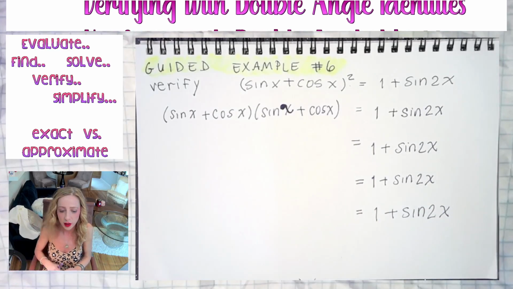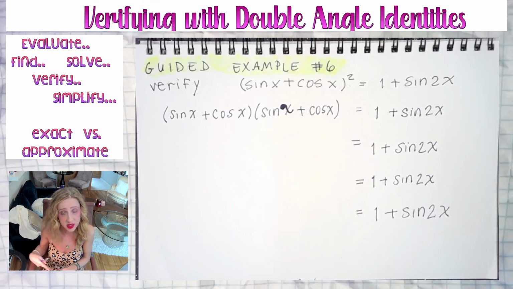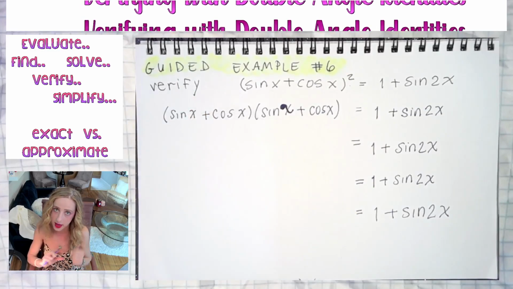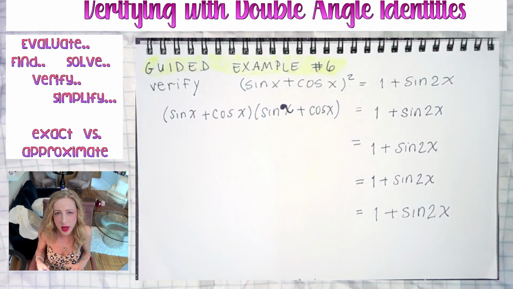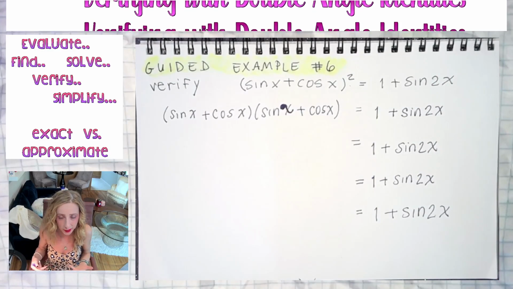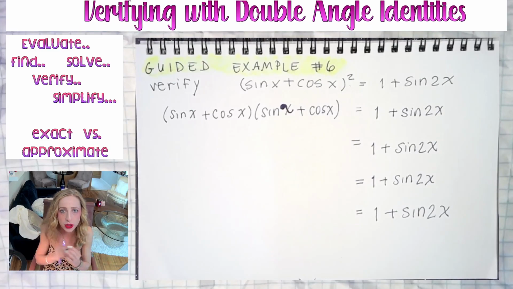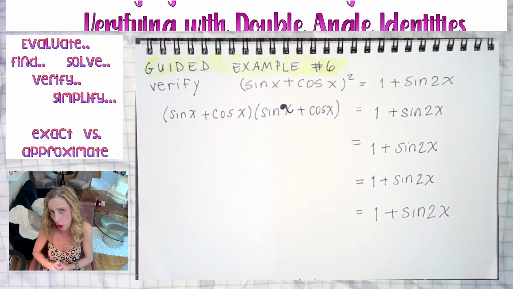If the directions say verify the identity, that's the problem telling you, hey, this is a fact. Now show me why. If the directions on this problem had said solve, that would mean that this is not an identity. Well, I guess it could be, but it's not always true. It's only true for certain x values.